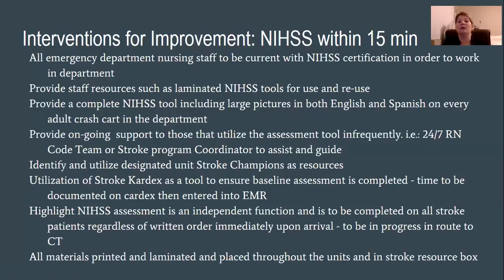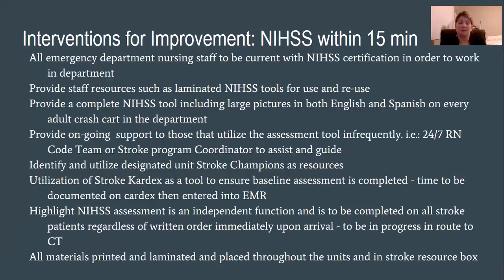Identify and utilize designated unit stroke champions as resources. Now, the reason this is being implemented is because if there are experts on the floor, you're able to draw from them and ask them questions, and they're supposed to know the protocols and procedures, everything that's required to a very specific level, and they're always on the floor all throughout the hospital, but in the emergency department, it's very important as well.